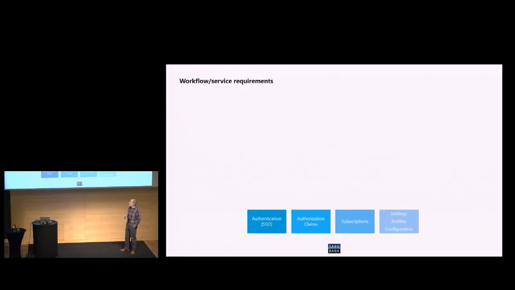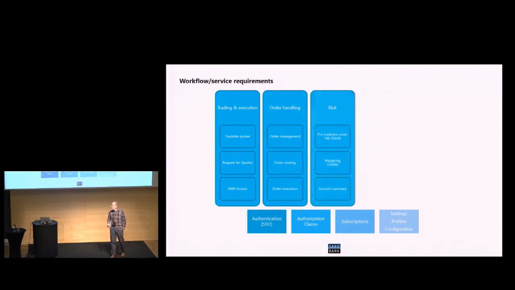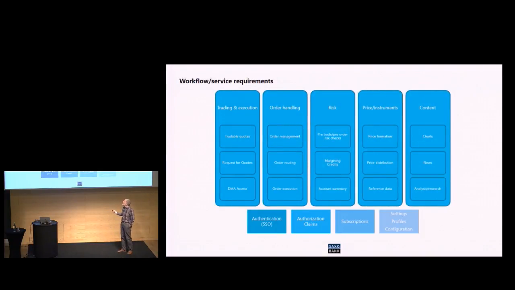The workflow and service requirements for being able to deliver this globally are based on some fundamentals: authentication, authorizations, subscriptions, setting profiles and configuration. But then you have the different legs of trading and execution, where you have tradable quotes, request for quotes, DMA, different ways to interact with the markets. You have the order management, where you receive and process orders, you route orders to the market, you might bundle orders and send them in batches, and you get execution specs on orders.